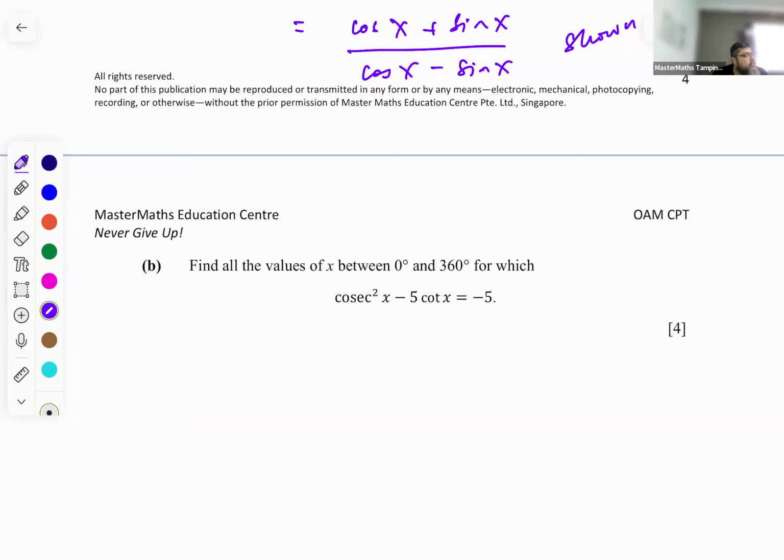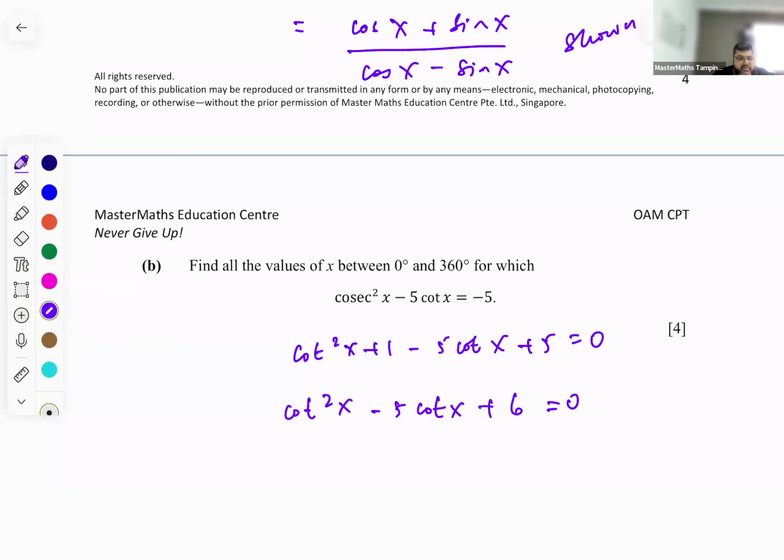So you know that cosecant squared x is cotangent squared x plus 1. It's in the formula sheet. Now you put it in first. So this one will be cotangent squared x plus 1 minus 5 cotangent x plus 5, now equal to 0. So you have cotangent squared x minus 5 cotangent x plus 1 plus 5, you get plus 6, equal to 0.